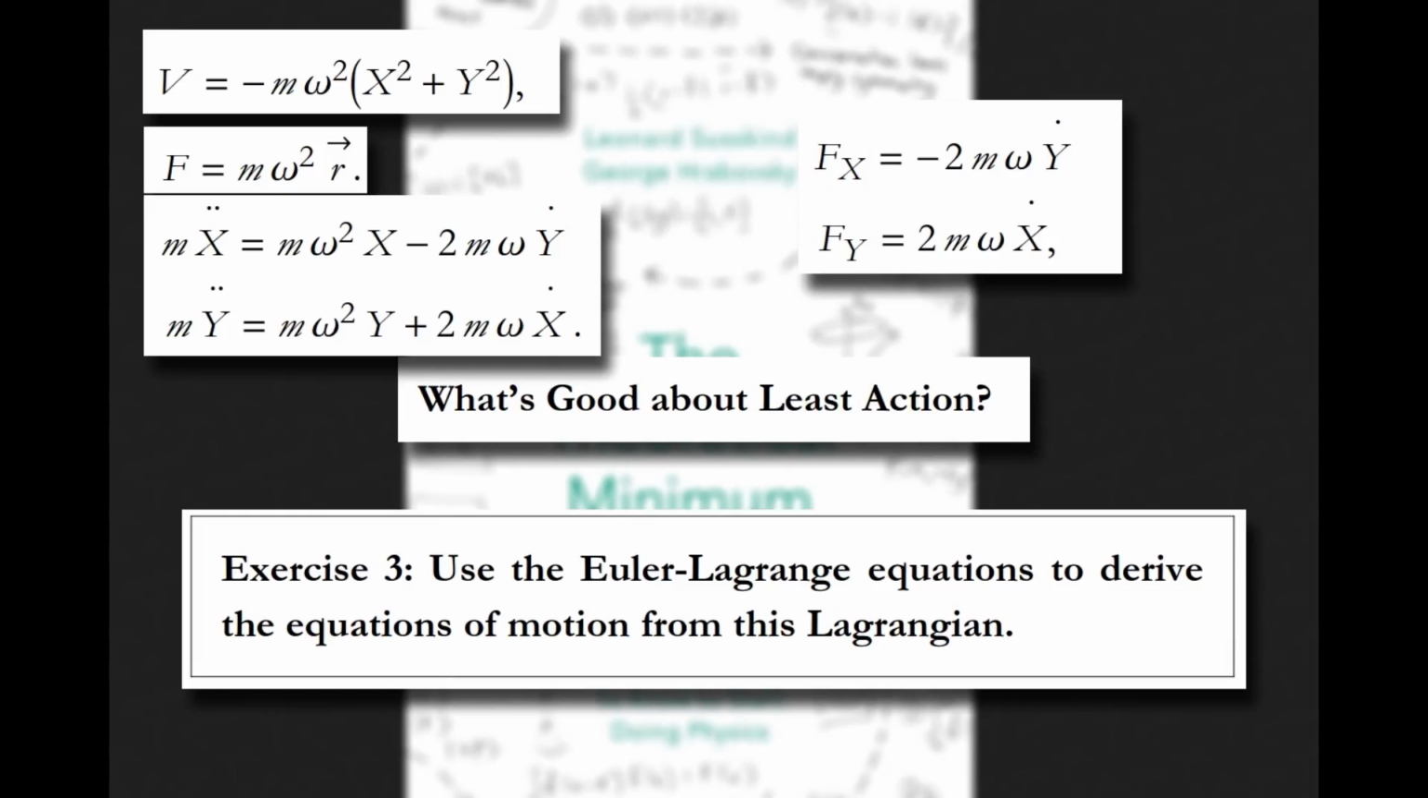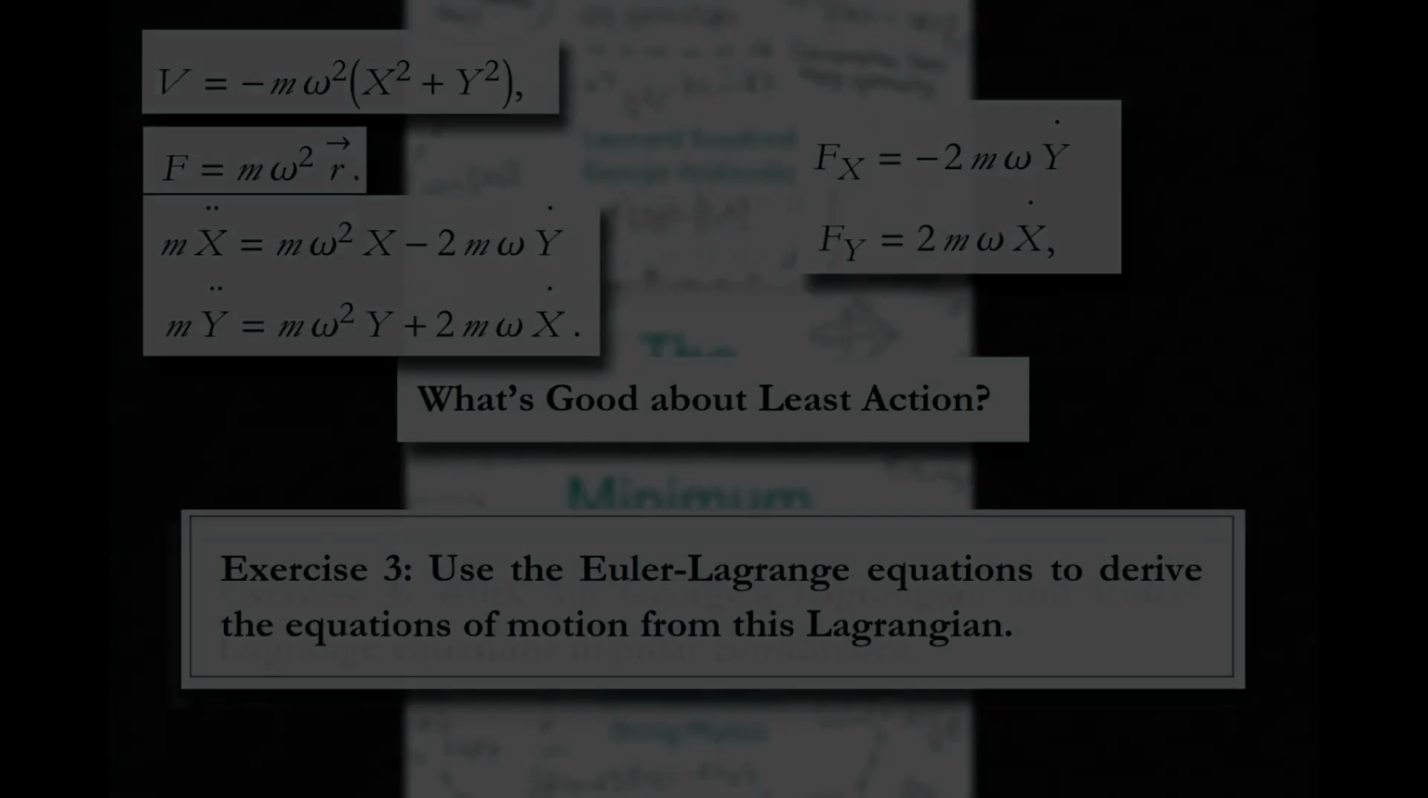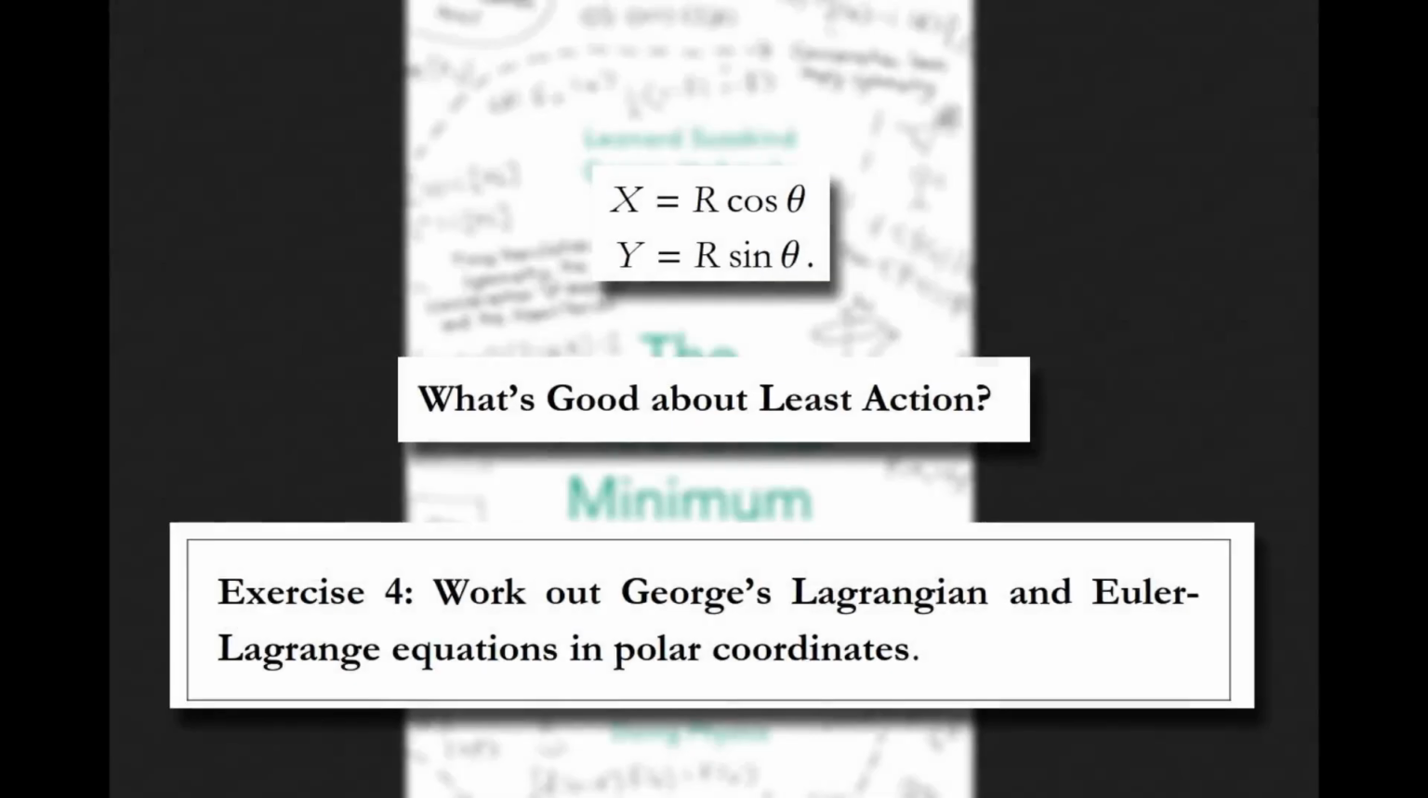The main point of this exercise was not so much to derive the centrifugal and Coriolis forces as to show how you transform a mechanics problem from one coordinate system to another by simply rewriting the Lagrangian in the new coordinates. This is by far the easiest way to do the transformation, a lot easier than trying to transform Newton's equations directly. Another example, which we will leave to you, is to transform George's equation to polar coordinates. Capital X is equal to r cos theta and capital Y is equal to r sin theta. Exercise 4: Work out George's Lagrangian and Euler-Lagrange equations in polar coordinates.